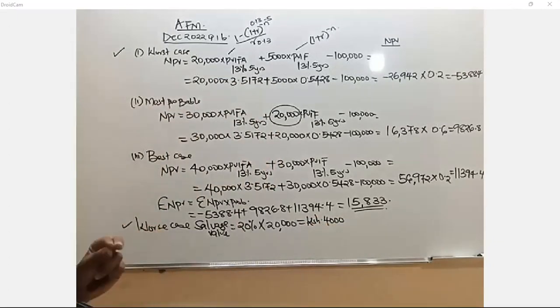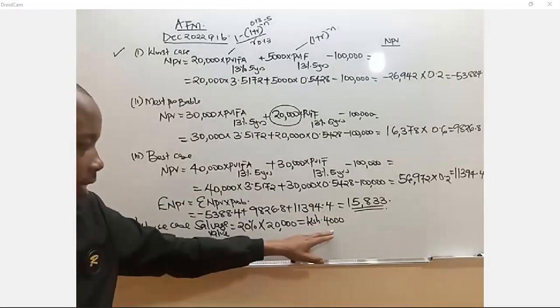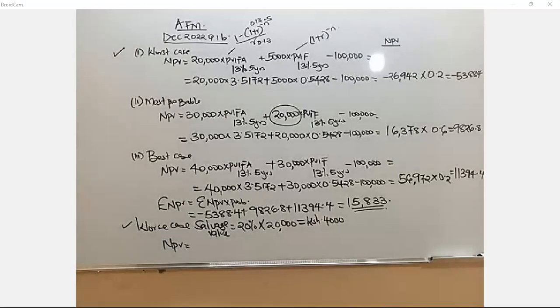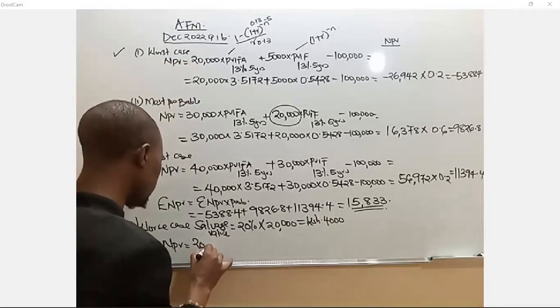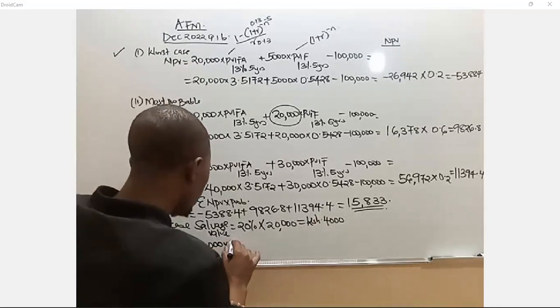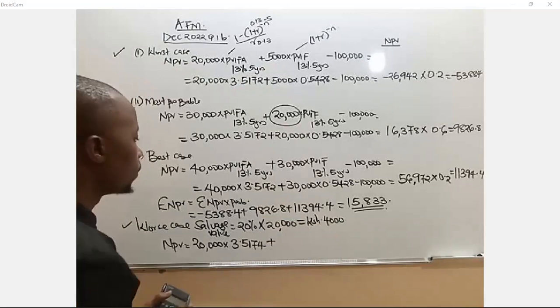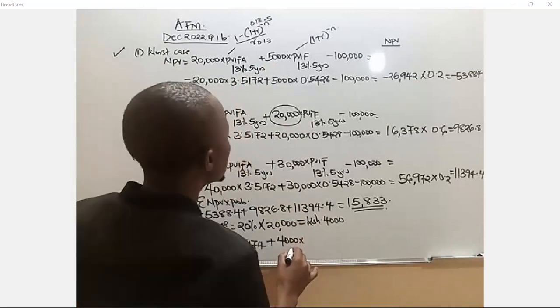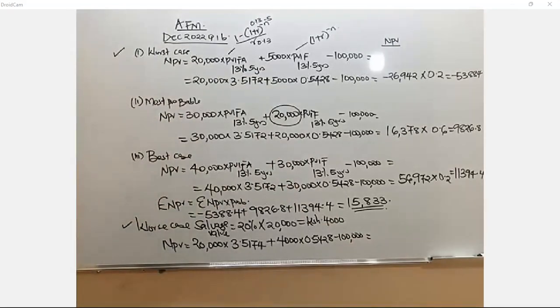So when we are calculating, because we just want to look at the changes in the NPV, let me now calculate the NPV when the salvage value for the worst case scenario is 4,000. How much am I supposed to be getting here? The net annual cash flows given under the worst case scenario is 20,000. We multiply it by 3.5174, plus now, we are not going to use the 500 but 4,000, times 0.5428, minus 100,000. So it will be 20,000 times 3.5174 plus 4,000 times 0.5428 minus 100,000.